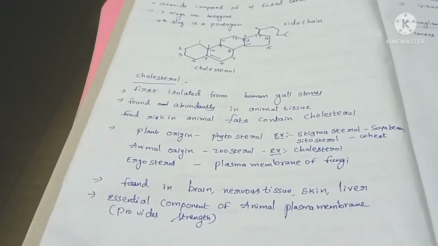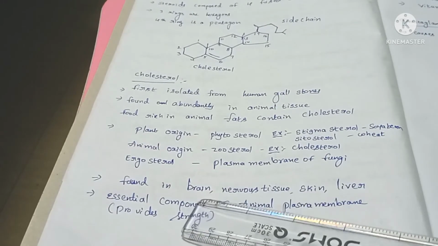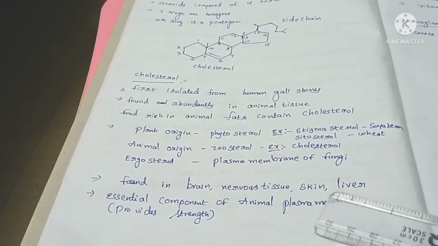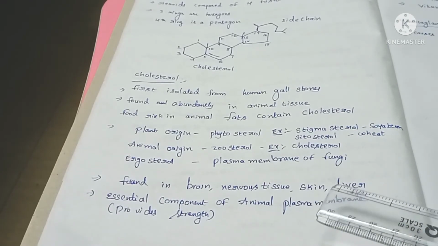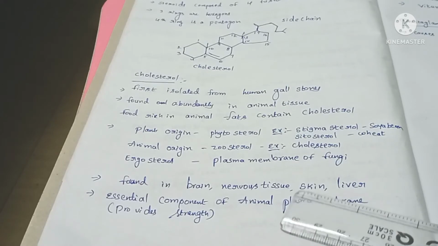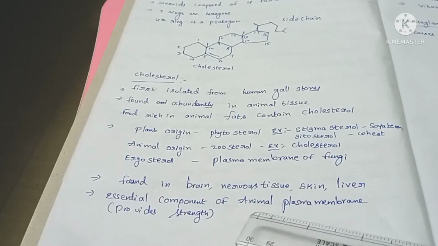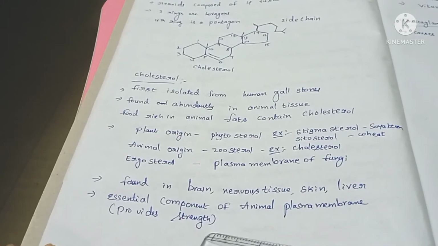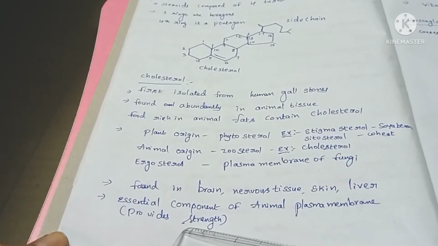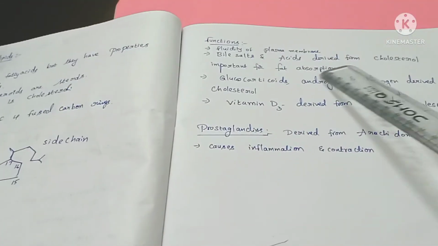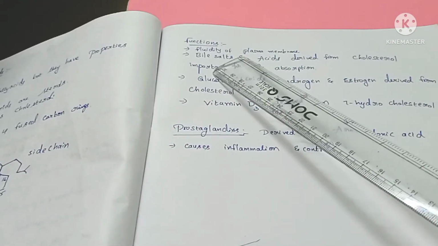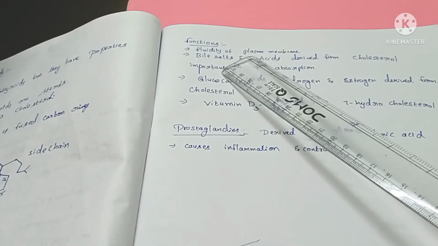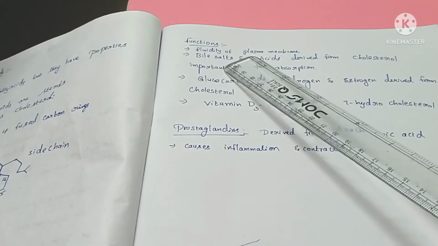And where is this cholesterol found? It is found in the brain, nervous tissue, skin, and liver. It is an essential component of the animal plasma membrane. It is abundantly present, and it provides strength to the plasma membrane. It strengthens the animal plasma membrane. It also provides fluidity to the plasma membrane. The fluid nature of the plasma membrane is because of the presence of cholesterol.